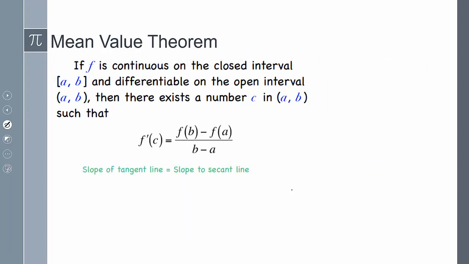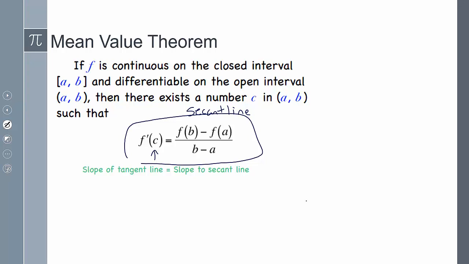Now the mean value theorem says if your function is continuous on the closed interval and differentiable on that interval, then there exists a number c, so once again a value of c, in that interval such that this statement is true. Now this right here is the secant line. So basically it's implying that the slope of the tangent line equals that slope of the secant line. And so the mean value theorem is saying that that's true.